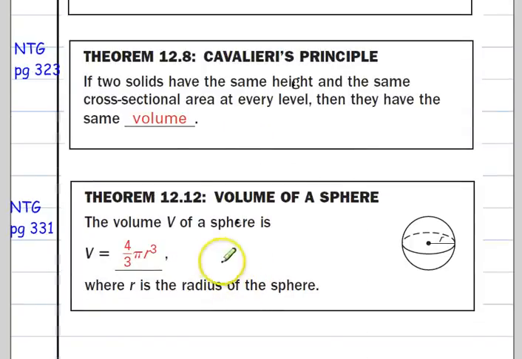And we can't forget the volume of a sphere, which is a non-polyhedron. We still find the area of the base, but since the sphere really doesn't have a base, we just find the area of the circle, and then we multiply it times the height, and the height is really a combination of radii. This is r and this is r. So the formula for the volume of a sphere is 4/3 pi r cubed. Okay, let's move on to the next part.